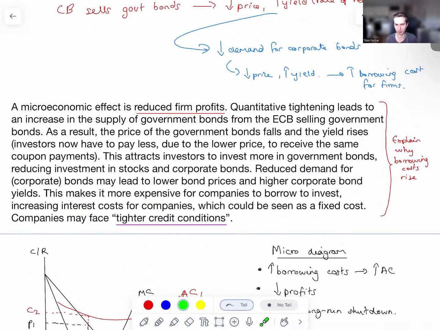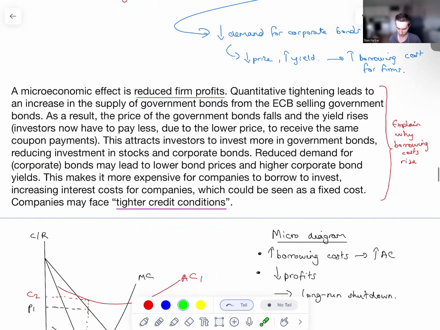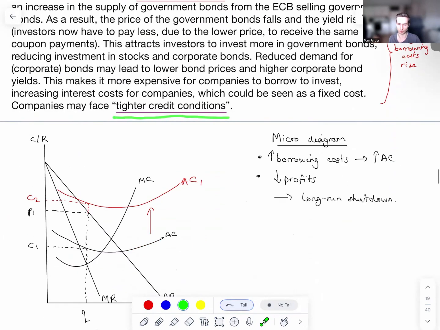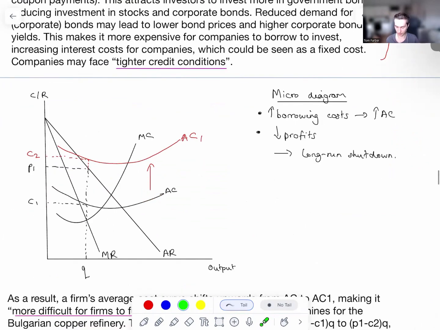And that's going to be our key way into the micro effect, because we have higher interest costs for companies. And those could be seen as a fixed cost. And we can use the extract to say, well, companies may face tighter credit conditions as a result of quantitative tightening. Now, this diagram is therefore going to show an increase in average cost. So when you have an increase in a fixed cost, your average cost increases, but your marginal cost, the change in cost from changing the number of units you produce, is not going to be affected.